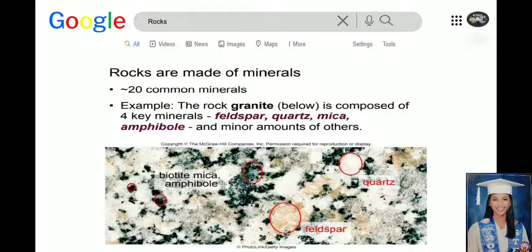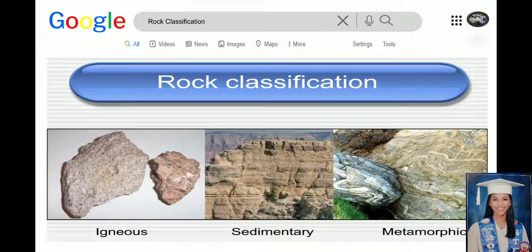There are about 20 common minerals, and some of those minerals can be found in the rock granite, and those are feldspar, quartz, mica, and amphibole. Rock classification: rocks are commonly divided into three major classes according to the processes that resulted in their formation. These classes are the igneous rock, the sedimentary rock, and the metamorphic rock.